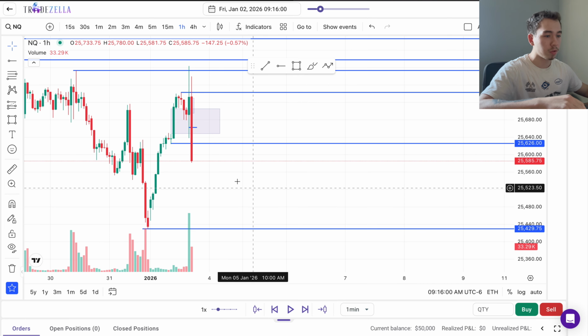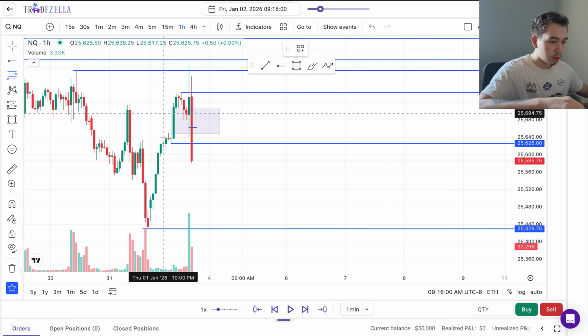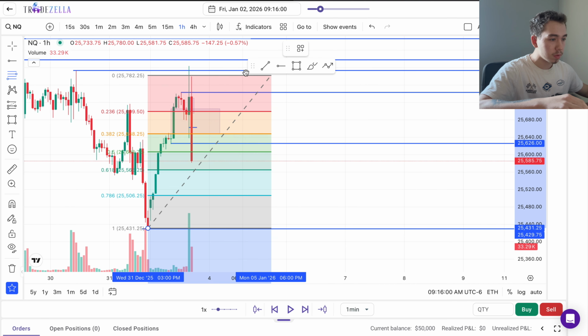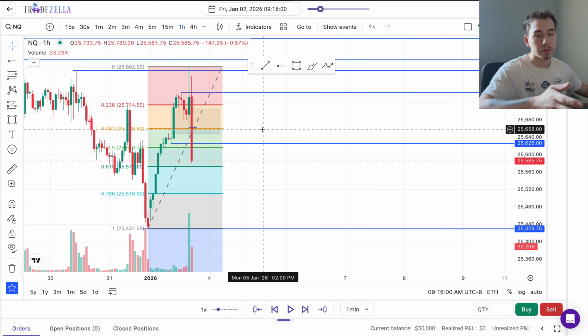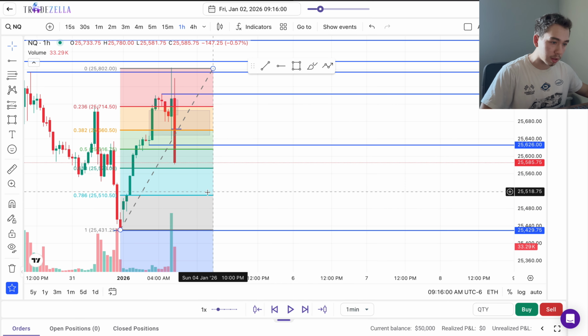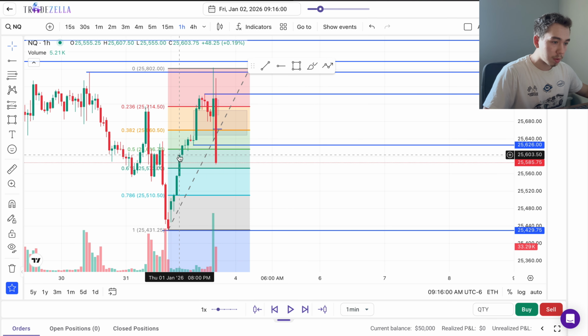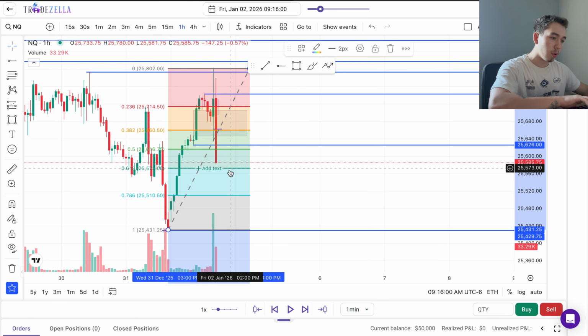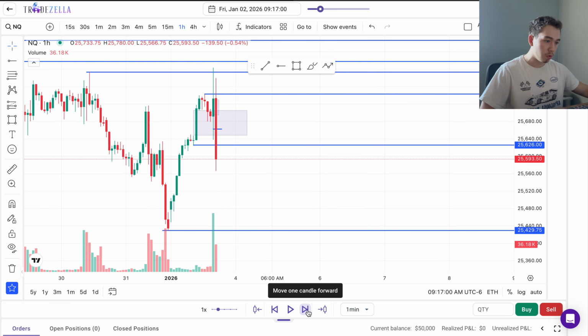It could just be a retrace. So we'll use our equilibrium tool to mark it out. Most of the time you'll get a 50% retrace, which we're in. So it's possible we could just move up after that.